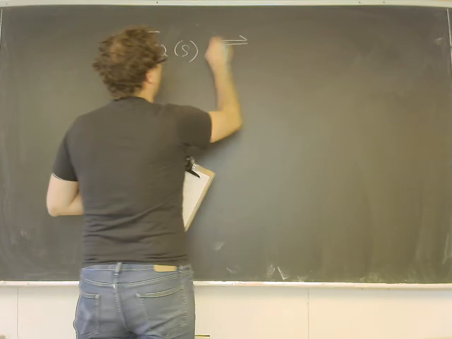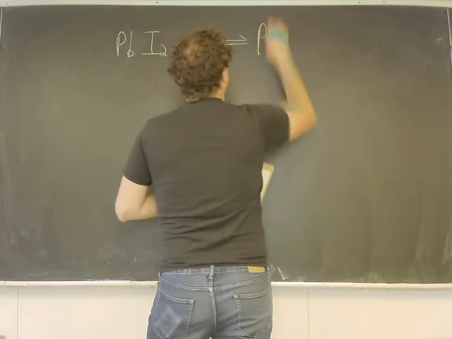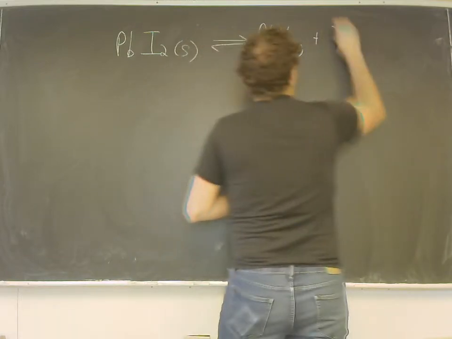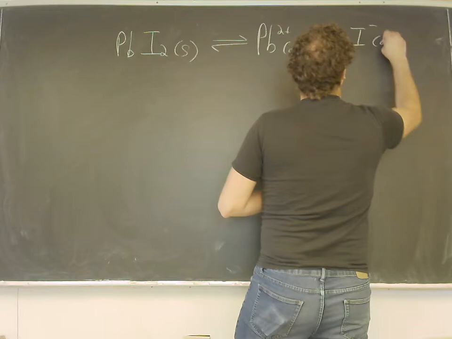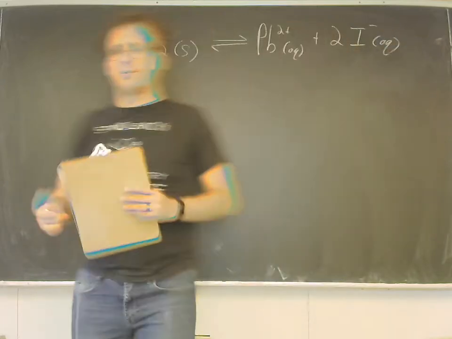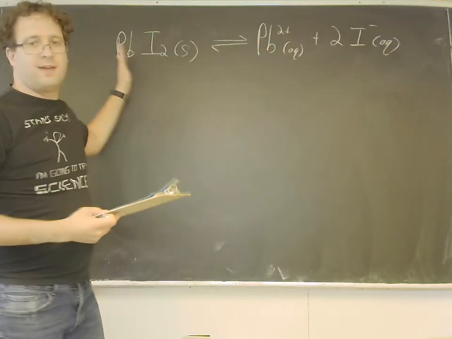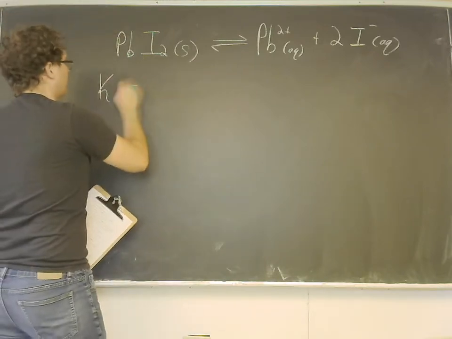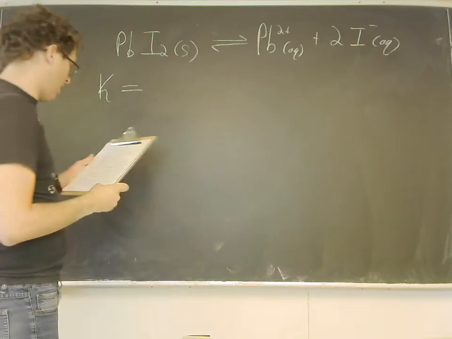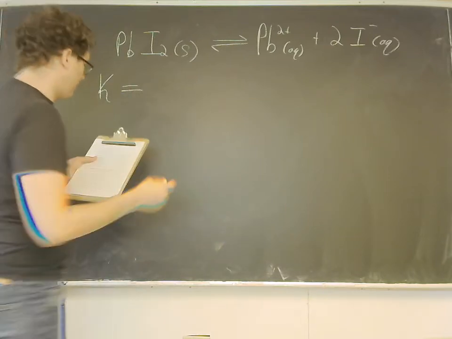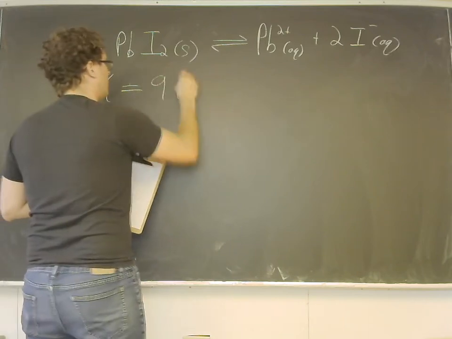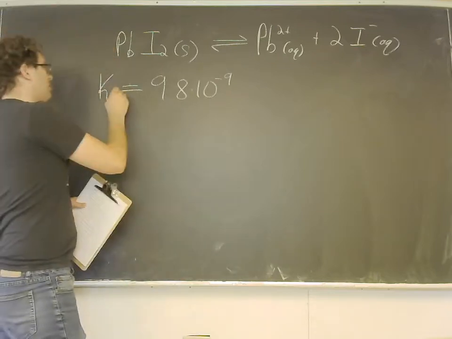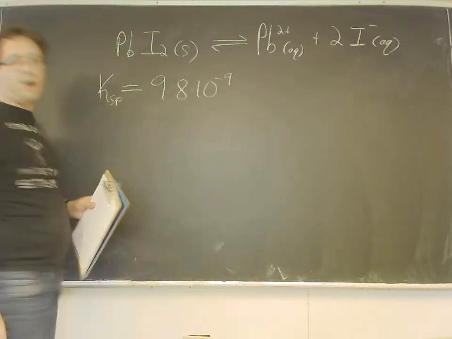But I can write an equilibrium reaction. So PbI2 solid in equilibrium with Pb2+ aqueous plus 2I- aqueous. And this is just an equilibrium which lies heavily in favor of the reactants. That means that its K value, the K for this reaction, is going to be much, much less than 1. In the case of lead iodide, it's 9.8 times 10 to the negative 9th. And so we'll call this K value the solubility product.